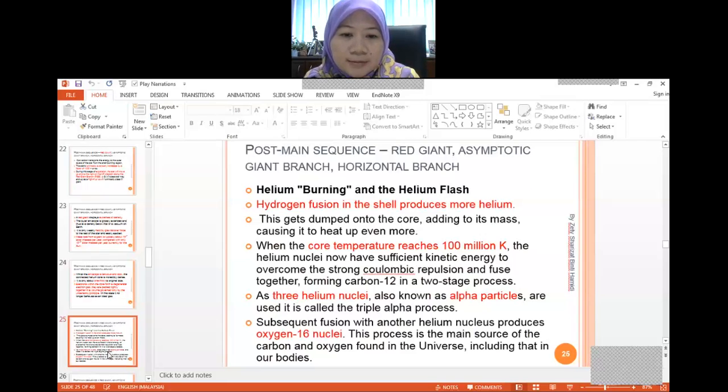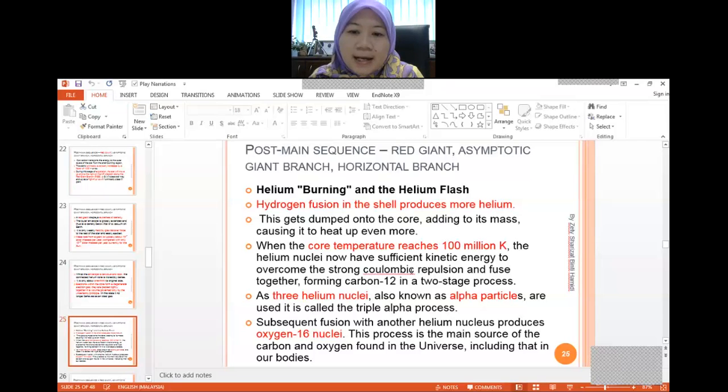And of course, the three helium nuclei, which are named alpha particles, and this is what we call the triple alpha process. Okay, and in this case, subsequent fusion with another helium nucleus will produce oxygen, and this process is the main source of the carbon and also the oxygen found in the universe.